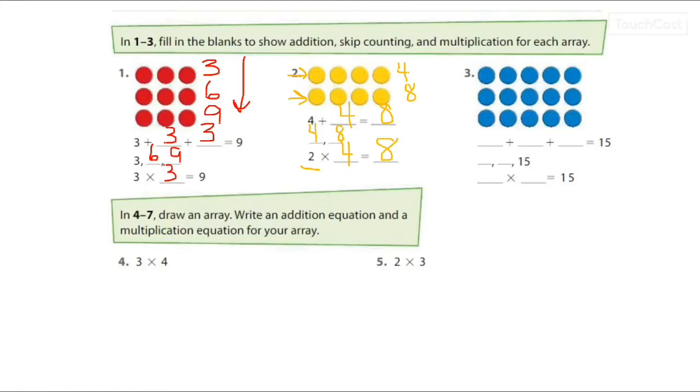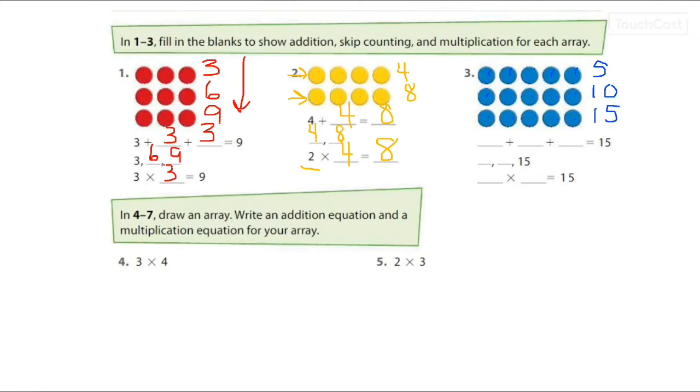Ooh, I hope you're getting better at this. I know I sure am. Let's try one more. I'm switching to blue. So let's look at this array. We have 1, 2, 3, 4, 5. So there's 5 in each row. 6, 7, 8, 9, 10, 11, 12, 13, 14, 15.